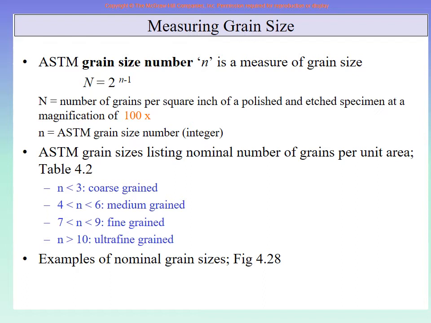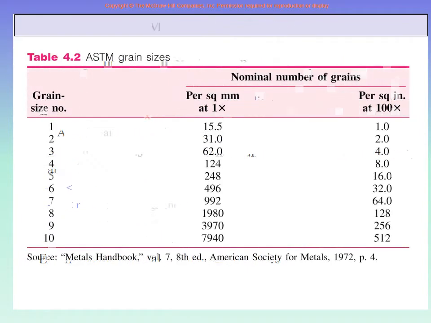So this way we find the grain size number of any metal for which we have done the grinding, polishing, everything, and we see it under the microscope at a magnification of 100. In 1 square inch of that image, we count the number of grains, which becomes the capital N, and from there we find the small n, which is the ASTM grain size number.